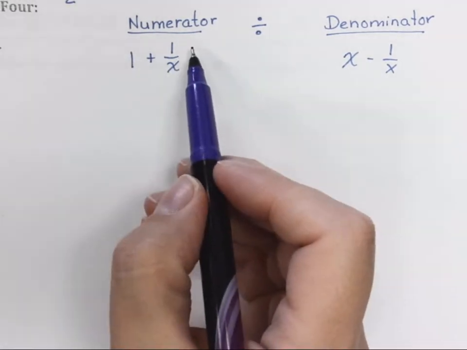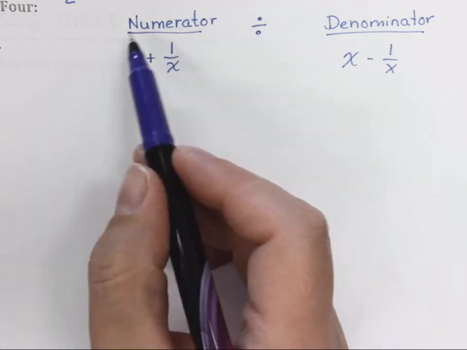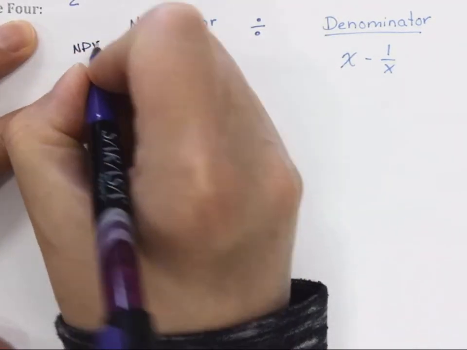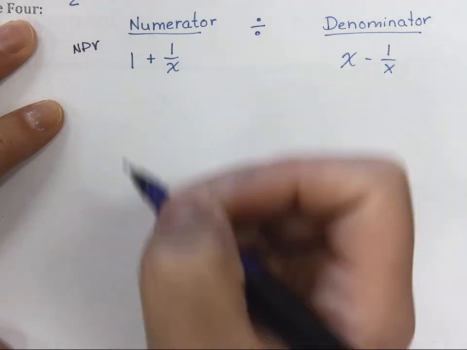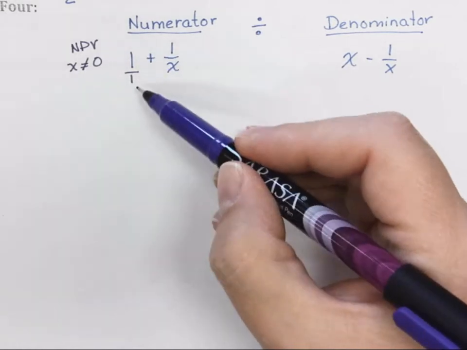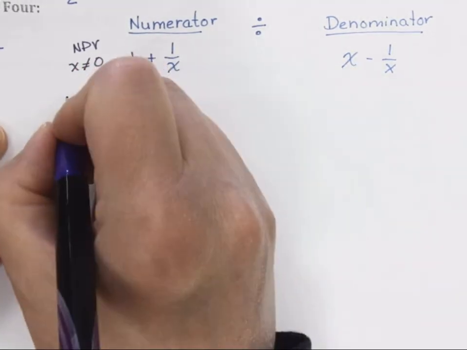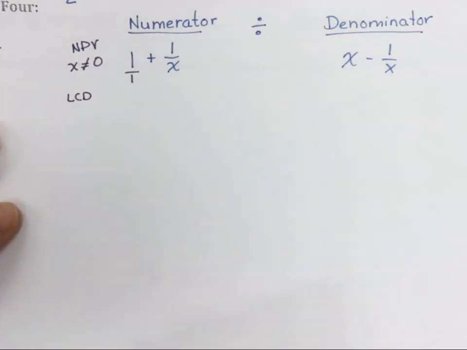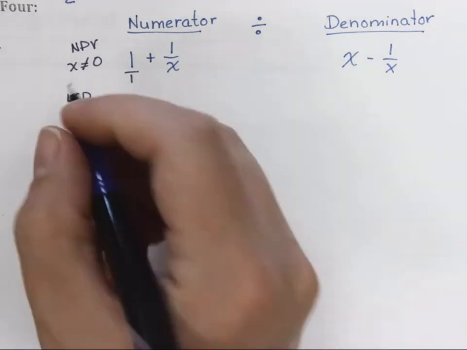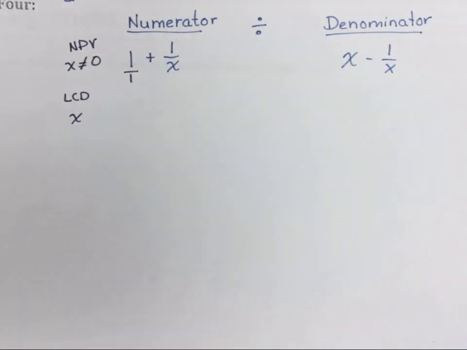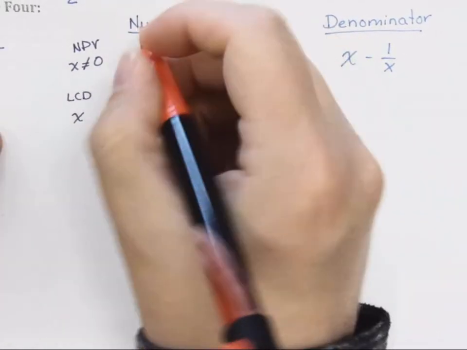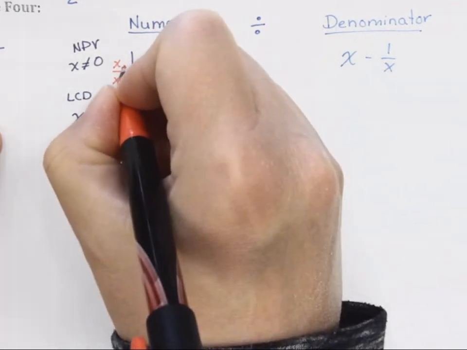Okay, so let's look at the numerator. We're going to treat this as its own rational expression. All right, so factor everything. Done. What's my NPV for the numerator? X cannot equal 0. Okay, I just put this over 1 because now I'm making it a fraction. Now I'm going to hop to my LCD. What's my LCD for just the numerator? X. Okay, so this one has the X, so that's all good. So this one has to be multiplied by X over X.